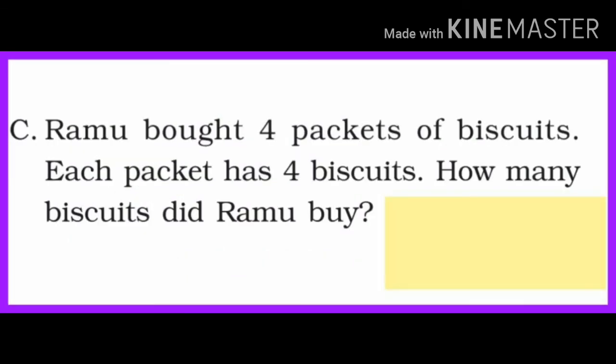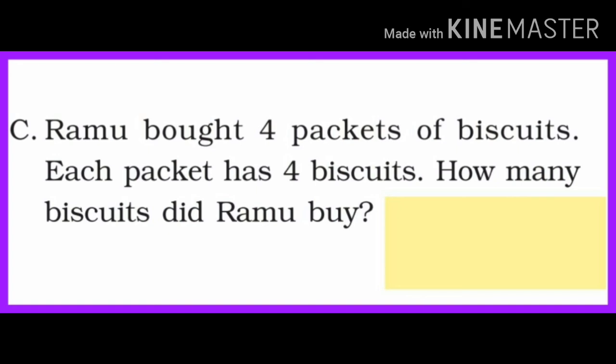Let us see the next topic. Here we have some word problems. Ramu bought 4 packets of biscuits. Each packet has 4 biscuits. How many biscuits did Ramu buy?